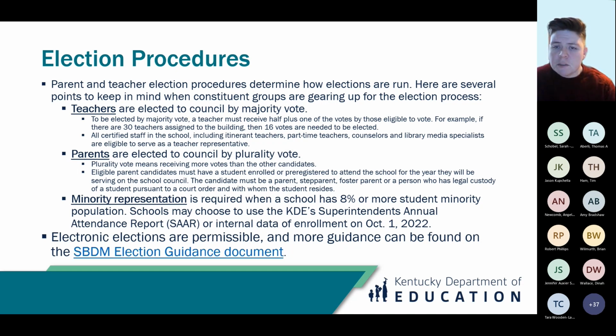Minority representation is required when a school has 8% or more student minority population. You can use the KDE's SAR or the internal data of enrollment based on this previous October, so it would be October 1st, 2022. If you would like more information regarding minority representative special elections, you can access the SBDM handbook, which contains frequently asked questions and a flowchart, or you can always reach out to me and I'm happy to help.